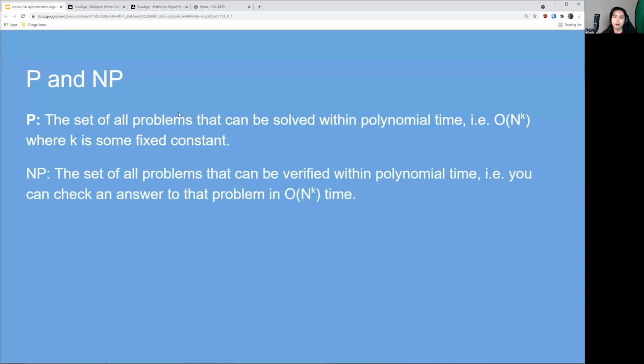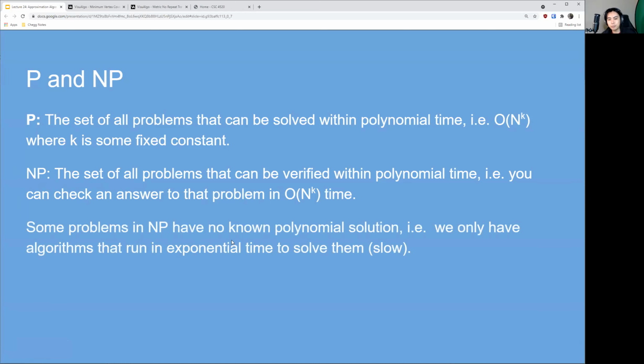NP is the set of all problems that can be verified in polynomial time. In other words, if we have an example of a problem and a solution for that example, we can test whether that solution is correct for that problem in polynomial time, right? So all the problems that can be checked in polynomial time belong in the complexity class NP.